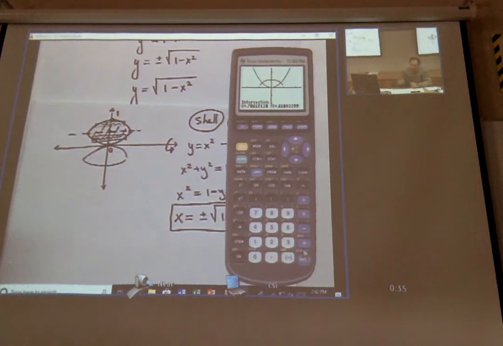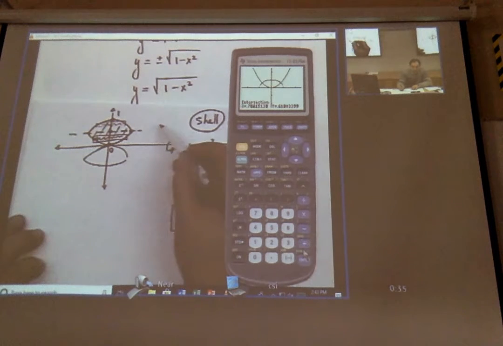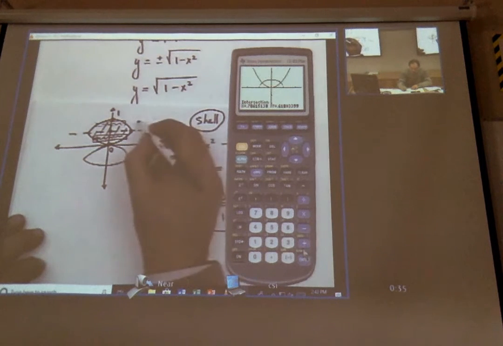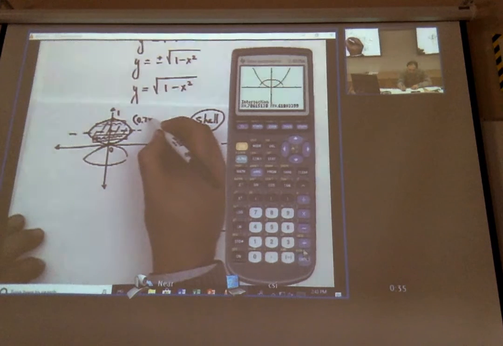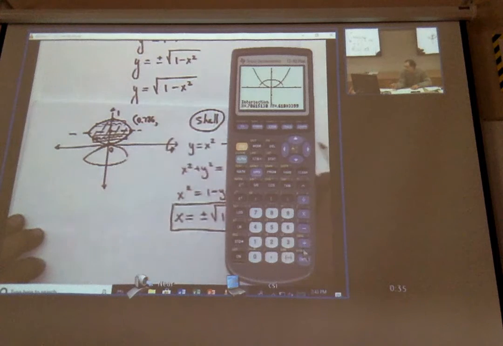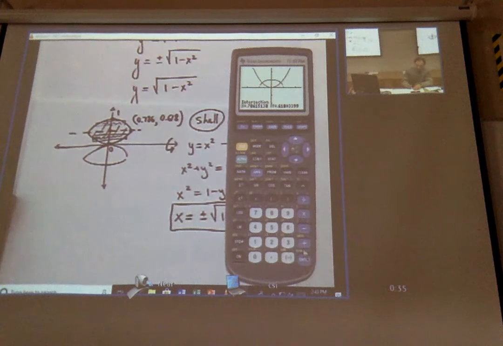So here's your point, okay? And what we're going to do, we're going to round these points to 3 decimal places, okay? So this one will be, I'm writing the whole thing, 0.786 for x, and for y, I have 0.618.